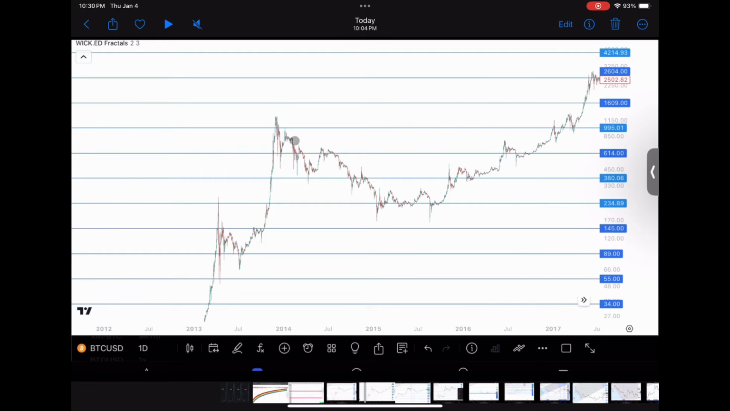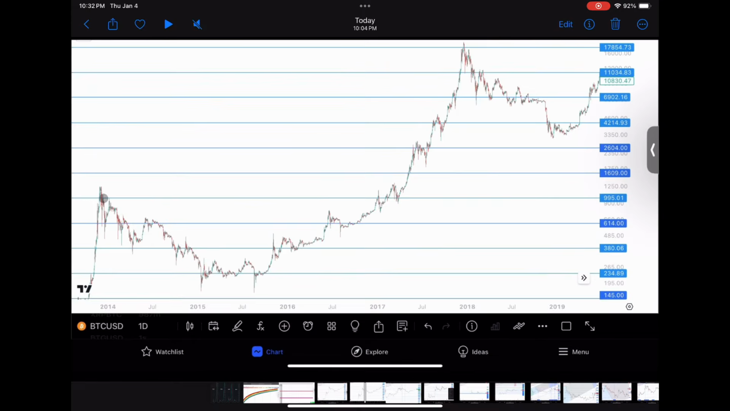So over time, I've learned and kind of created my own theory of measuring these cycles based on the Fibonacci sequence, starting from some of the lowest levels in history. Real quickly, we'll look at this. 1, 2, 3, 4, 5, 6. 1, 2, 3, 4, 5, 6. Top of the market.